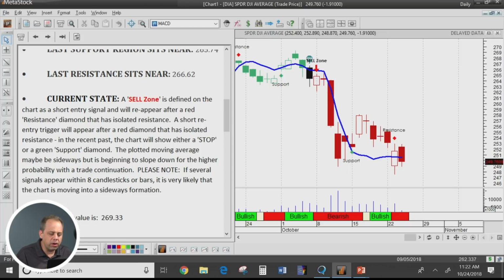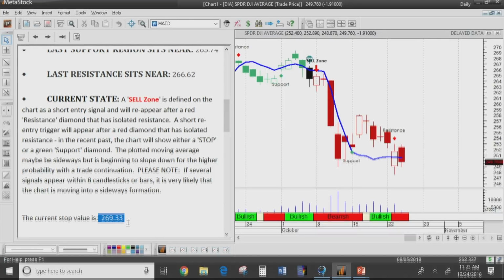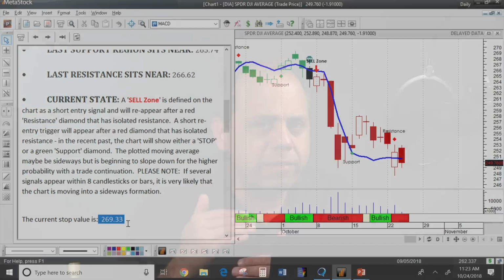And the other thing that you're going to notice right here is that the current stop value on the chart is 269.33. So not only is it telling you you can go ahead and take a short position, but one of the things that we wanted to focus on was money management. Because with any system, this isn't right all of the time. What we wanted to do was take a conservative approach with our money management.